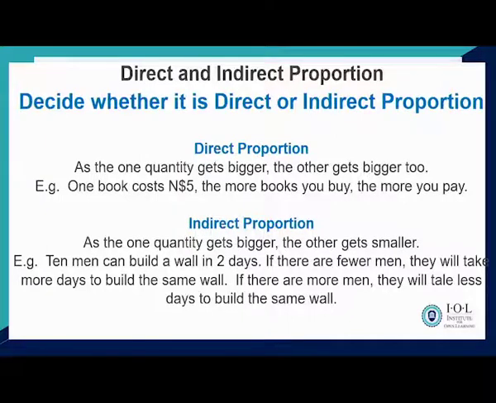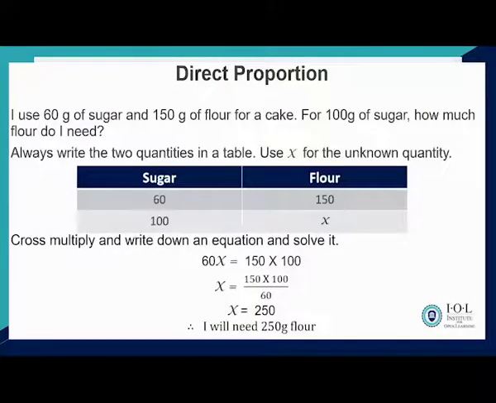So always speak to yourself and decide, is this direct or indirect proportion? Because the method, how you work them out, is different. Direct proportion, I use 60 grams of sugar, 150 grams of flour for a cake. Always make 2 columns, sugar, flour. 60 sugar, 150 flour. What's the question? For 100 grams of sugar, how much flour?